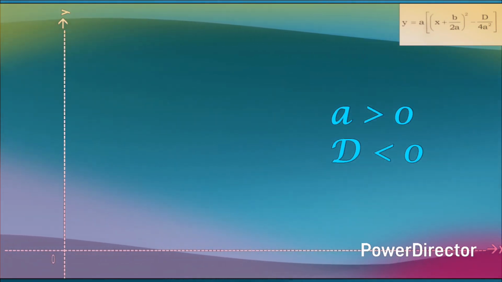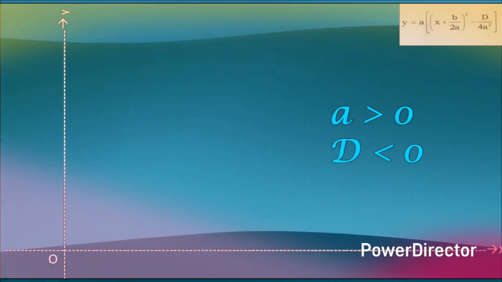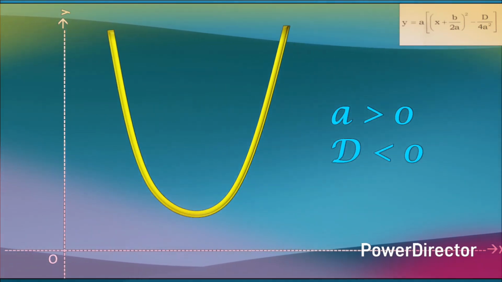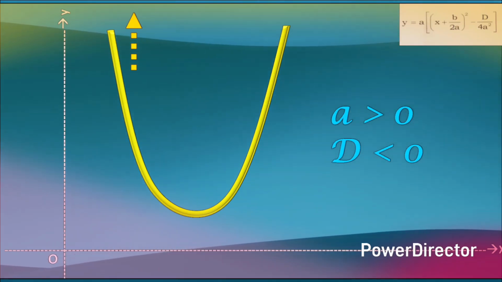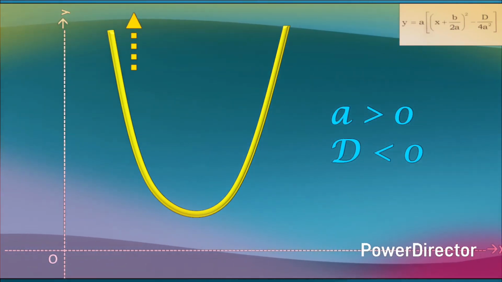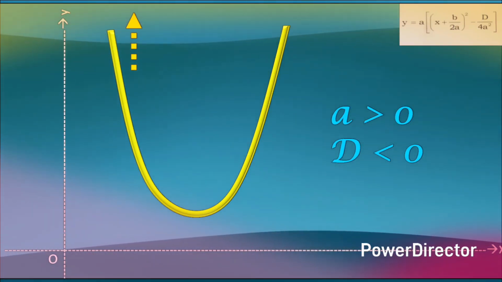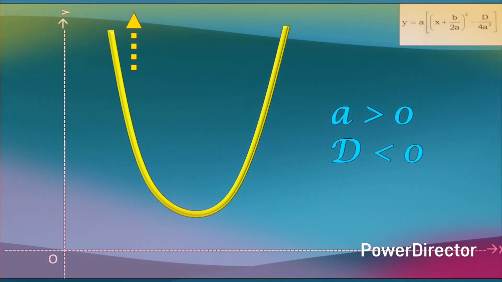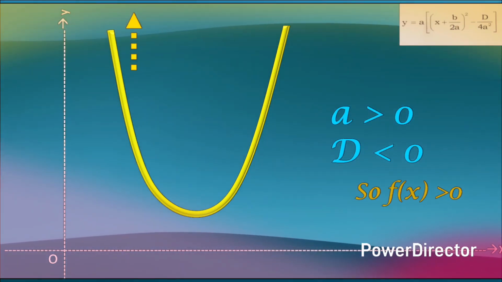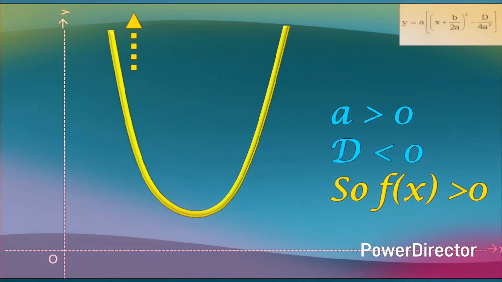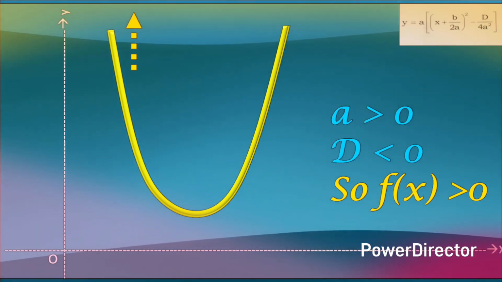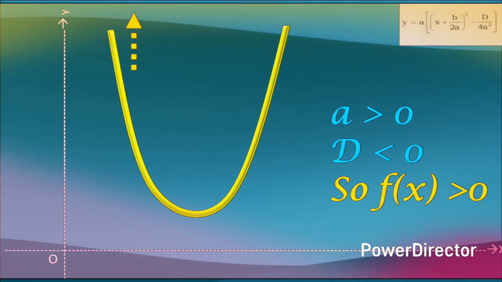We know that for a greater than 0, the graph will be showing the upward direction. Not only that, you can see the arrow mark: the values are extending towards the positive direction of y. So that's why the entire graph is also positive, that is, f of x is greater than 0. Here f of x is nothing but the quadratic expression.